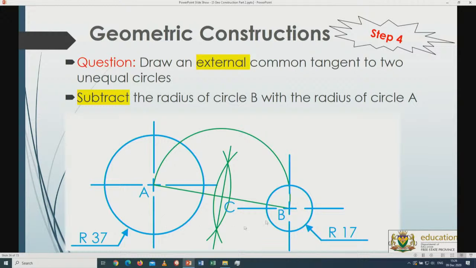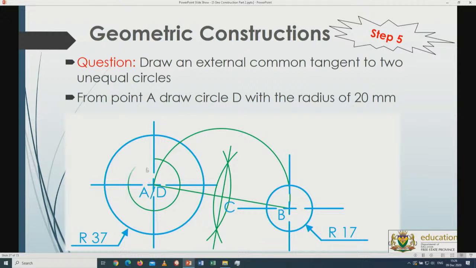I've got the big circle and I've got the small circle. Right, so in that case, if I subtract the big circle radius from the small circle radius, I will get a radius of 20 millimeters. So I set my compass on this 20, so that, in other words, I've subtracted this big circle from the small circle, got to 20, and from A, I will draw the small circle. There is the small circle of a radius of 20 millimeters.